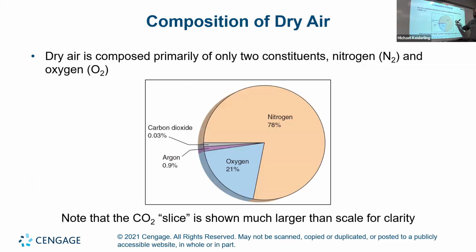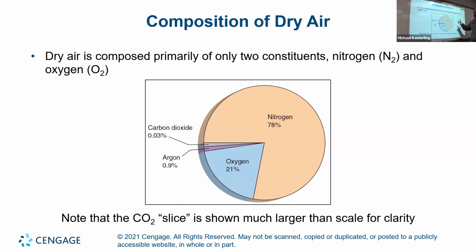So dry air is composed primarily of only two constituents, nitrogen and oxygen: 78% nitrogen, 21% oxygen, 0.9% argon, and 0.03% carbon dioxide.